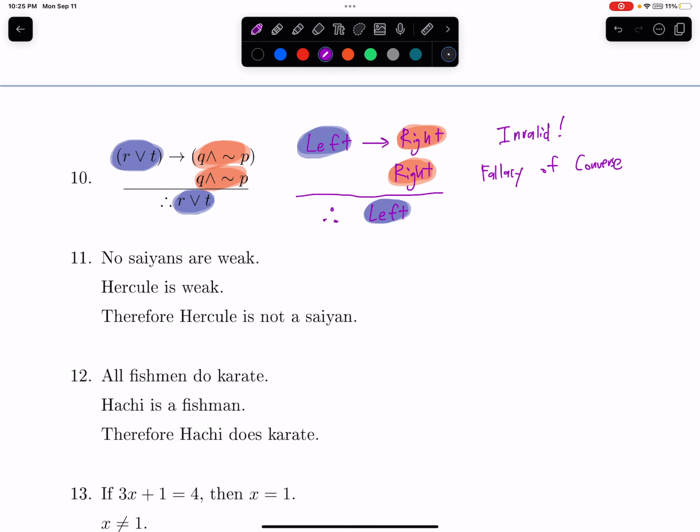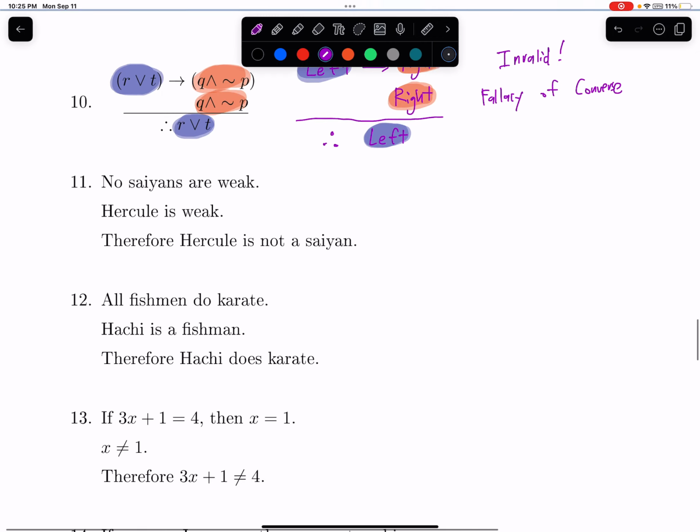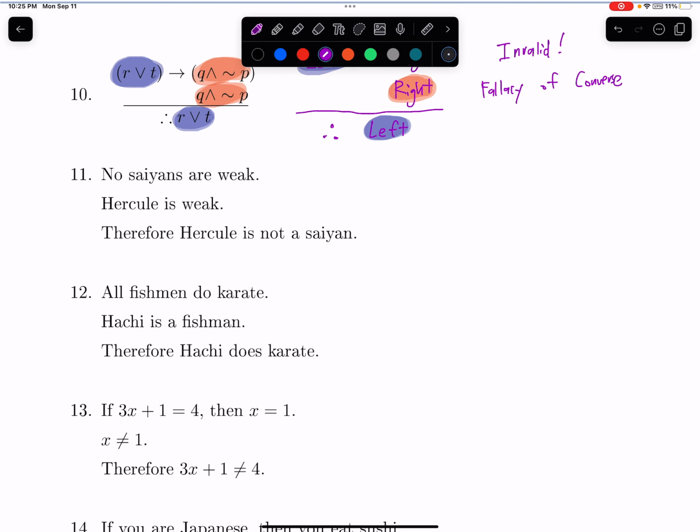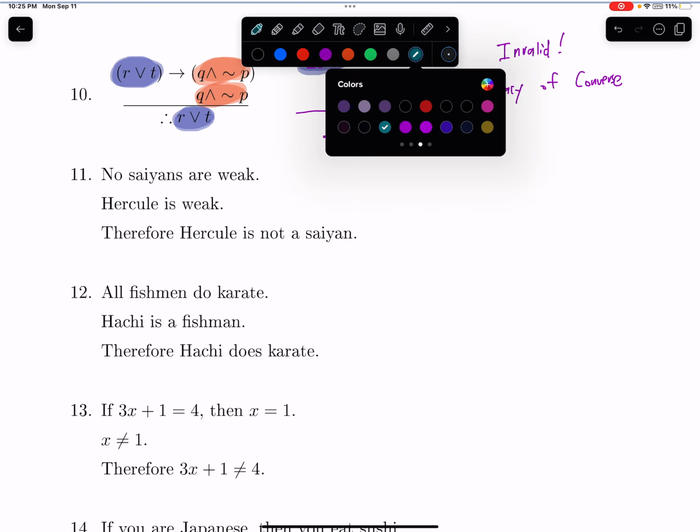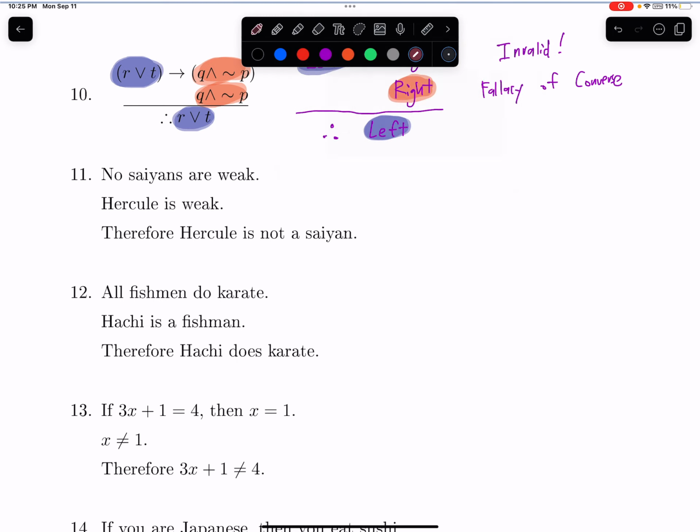Okay, number 11. So we're back to English statements. When I see English statements, I first want to just translate to symbols to make things easier to see. Let's use a new color here. Is that brown? So no sayings are weak. Okay, how can I rephrase that as an if-then statement? If you are saying, then you are not weak.